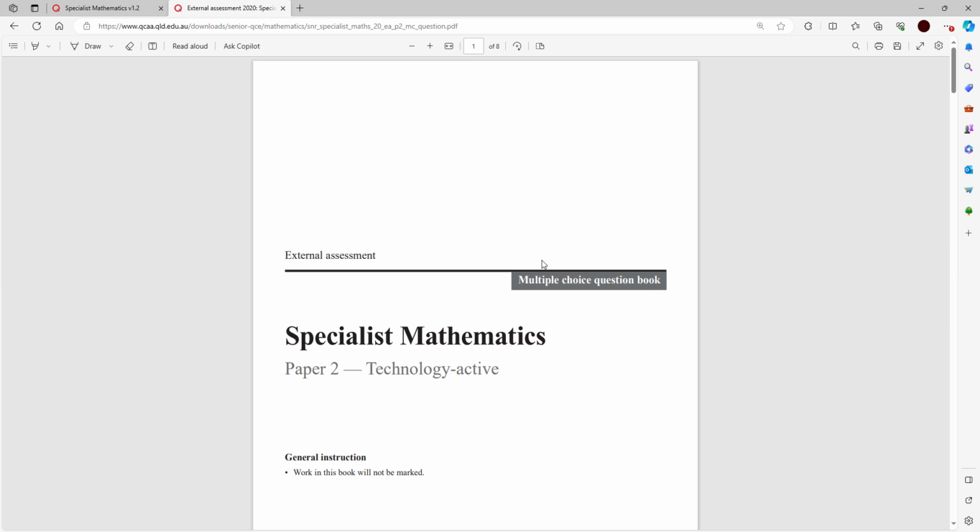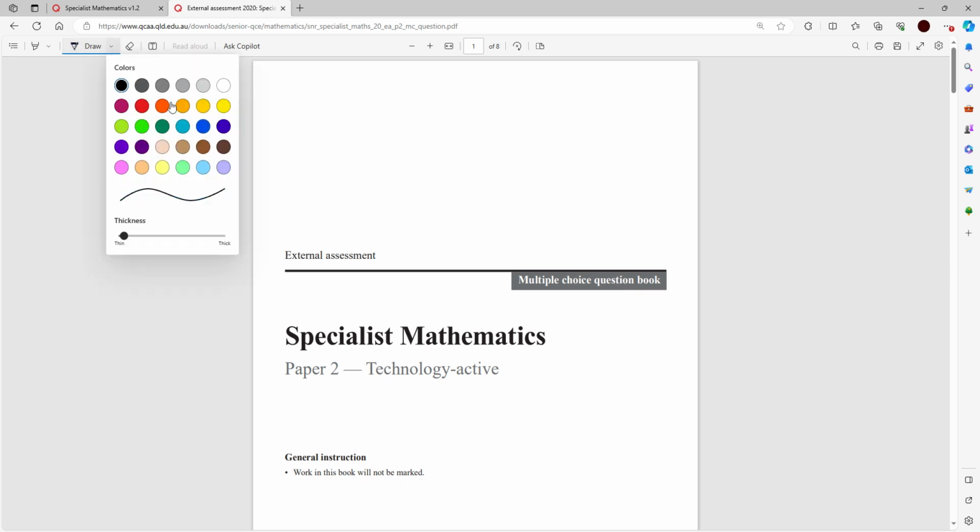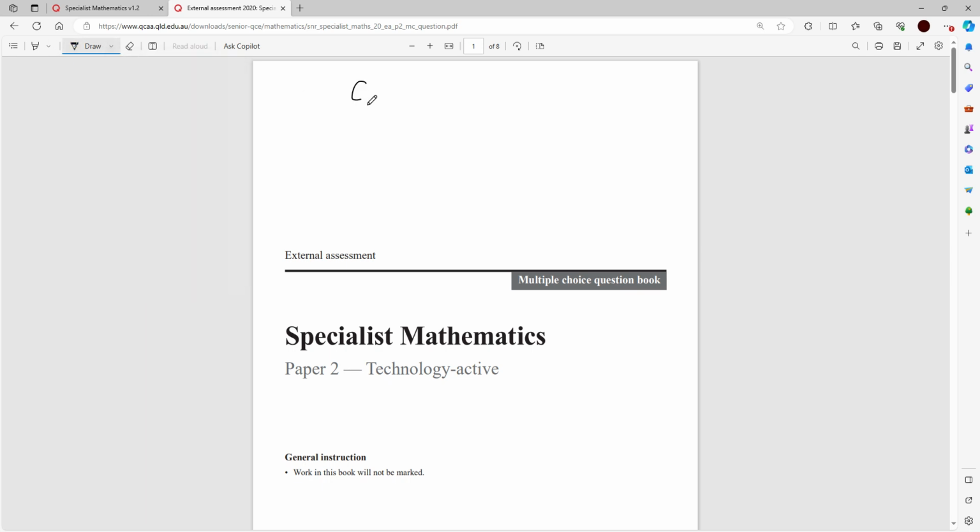In today's video we'll be covering the Specialist Math Paper 2 Tech Active Multiple Choice booklet. This is for the QCAA syllabus in Queensland, Australia. In this video I'll be referring to a particular calculator model. The calculator model I'll be referring to is the Casio FX-CG50 AU model. This is the calculator you need to use to solve this particular exam.